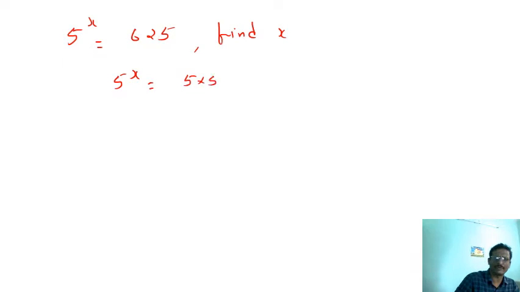Next one. 5 raised to x is equal to 625. Find x. 5 raised to x is equal to 625. You can write it as 5 into 5 into 5 into 5. That is 5 raised to 4. So what is x? x is equal to 4. And the next question.